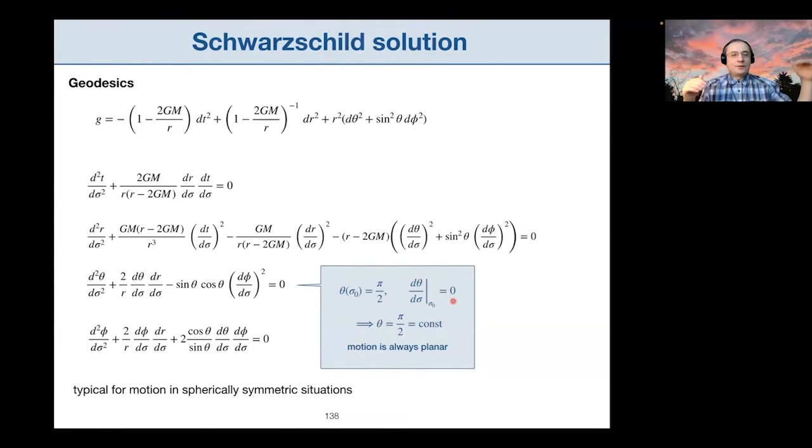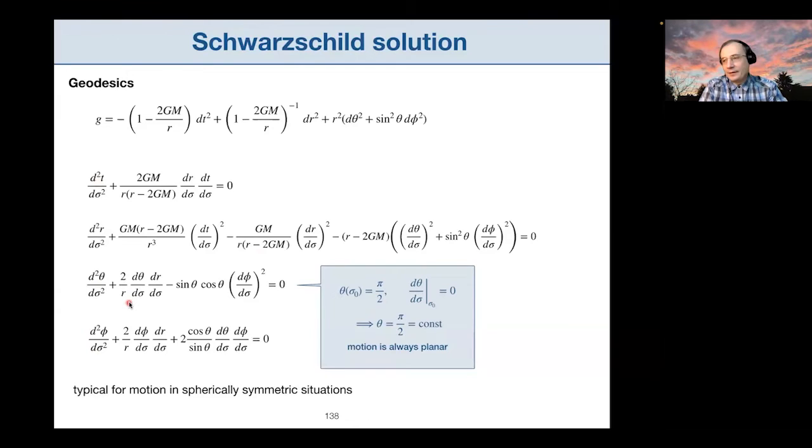You can always use the freedom of rotating your coordinate system to make sure that this plane is actually given by theta equal to pi over 2 or z equal to 0. So it's not a mistake to simply get rid of this equation for theta and put theta equal to pi over 2. You are not losing any kind of generality this way. And that's a very good thing. It means that we can focus on the equations for t, r, and phi and forget about theta.